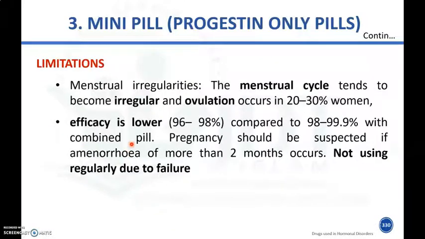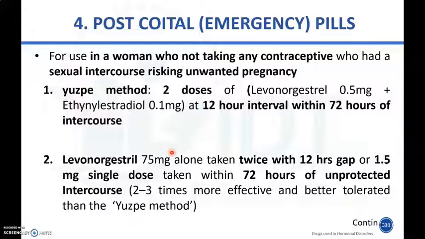Now, there are some limitations. First one is menstrual irregularity. The menstrual cycle may change and it may tend to be irregular, and ovulation may occur in 20 to 30% of women. And efficacy is lower when compared with the combined pill. It is 96 to 98%. So this is not used regularly nowadays due to its failure. Up to 2 to 4% failure is there. So we are not using these mini pills nowadays.